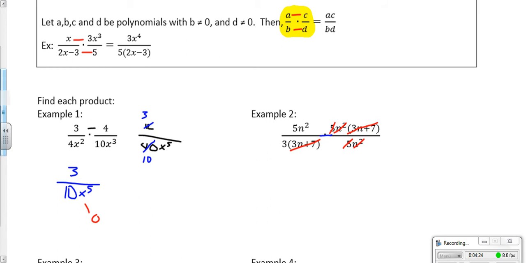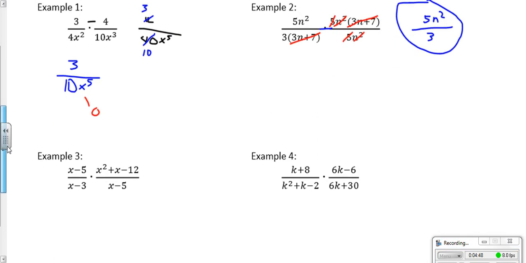So what I'm left with is 5n squared, that's the only thing left on top, over 3. Now there's no variables in the denominator, so there are no excluded values. There's no way for me to cause the denominator to be 0 by plugging something in because there are no variables. So this would be my final answer for that one. So let's take a look at the next one.